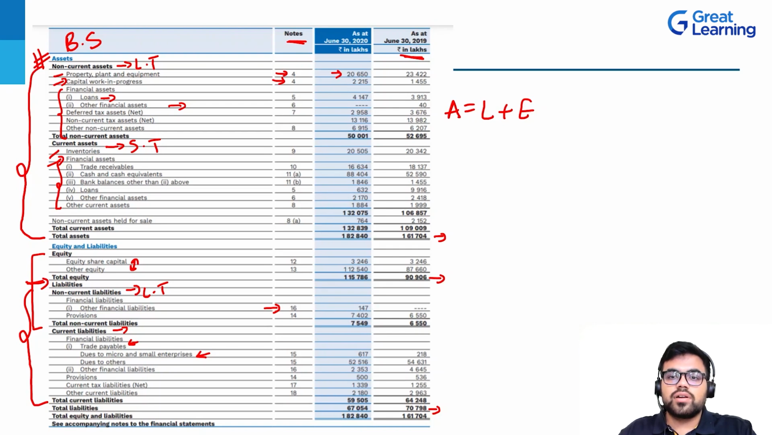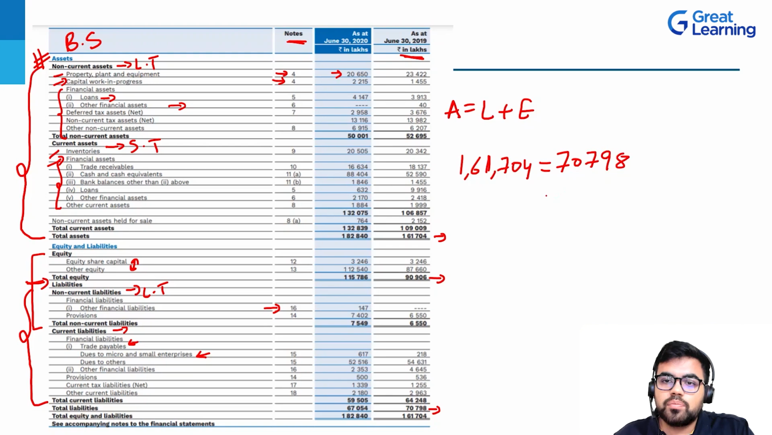Okay. So now, according to the accounting equation, assets equal liabilities plus owner's equity. So let's see if that holds true or not. Total assets is 1,61,704 lakh rupees, which should be equal to liabilities, which is 70,798, plus the equity. Total equity is 90,906.